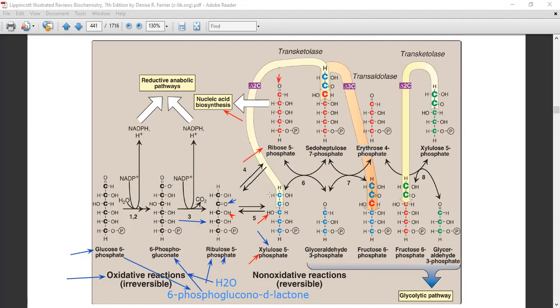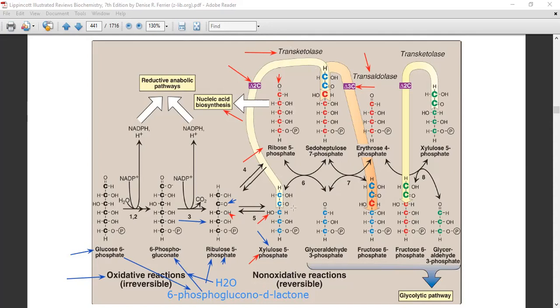So I want you to see another very important reaction here. There are 2 enzymes involved in the non-oxidative phase, a transketolase and a transaldolase. A transketolase transfers 2 carbon units, while a transaldolase transfers 3 carbon units. Always remember this. They will transfer from a keto sugar to an aldo sugar, not the other way.